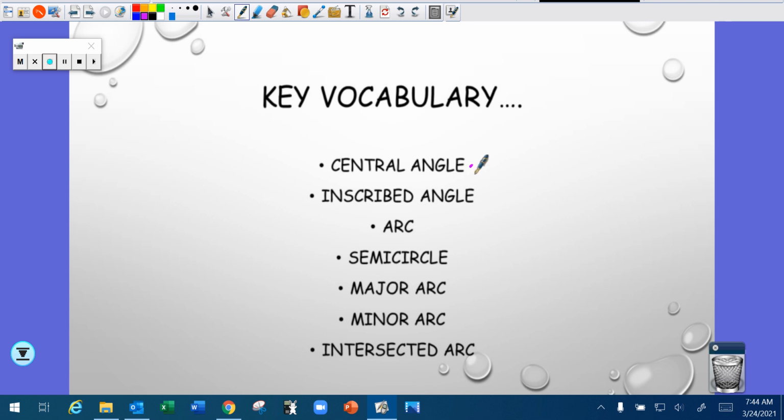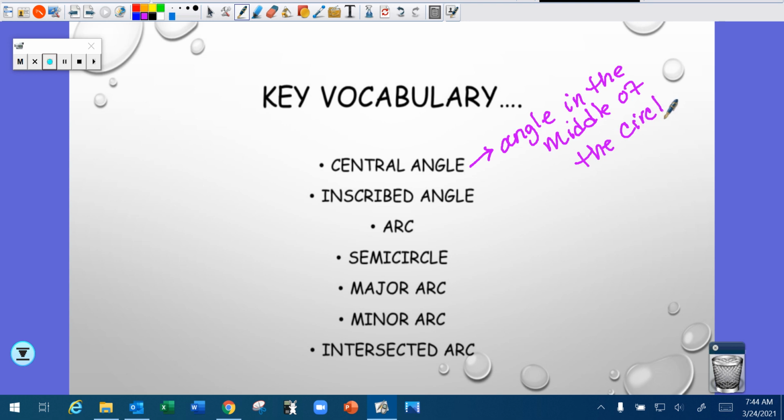I'm going to go ahead and run through vocabulary words with you. A central angle is an angle in the middle of the circle. And here's an example. That's why they call it a central angle. So if I have circle P, and I call this D and F, the angle right here is called a central angle.